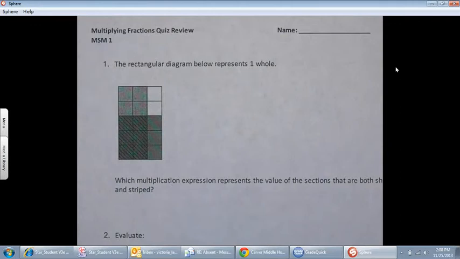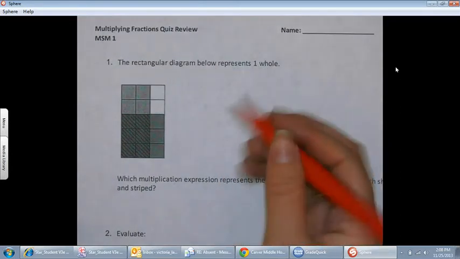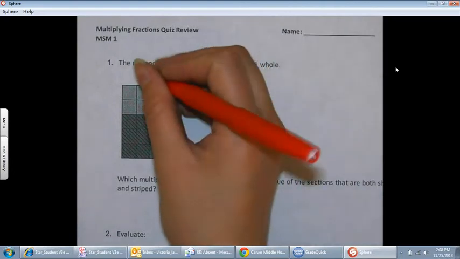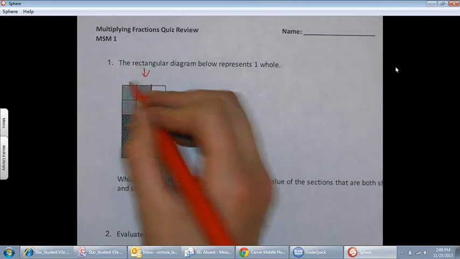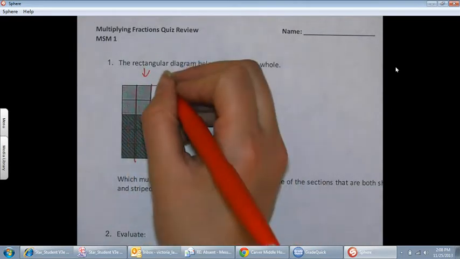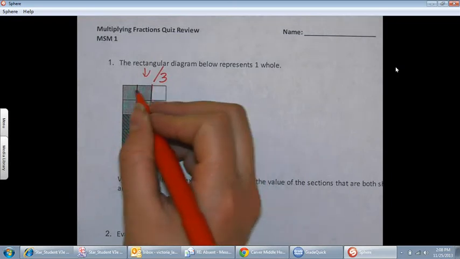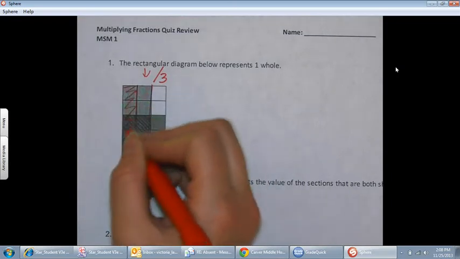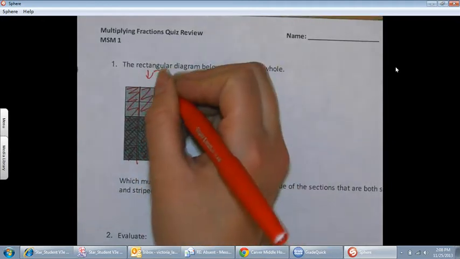So, the rectangular diagram represents one whole. First of all, you're going to look down at it like a bird. How many columns are there? Well, there are 1, 2, 3 columns, so I know my denominator is going to be thirds. And then I want to see how many of those columns are shaded in. Well, that one's shaded in, and that one's shaded in. So it's going to be 2/3 on the top.